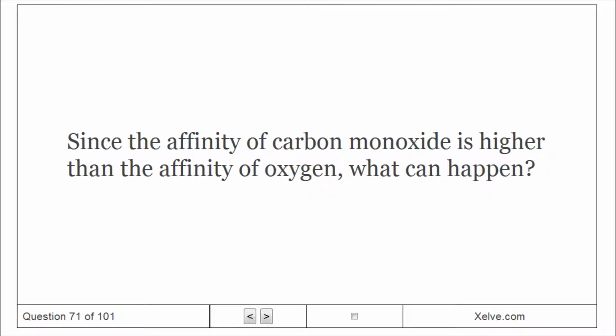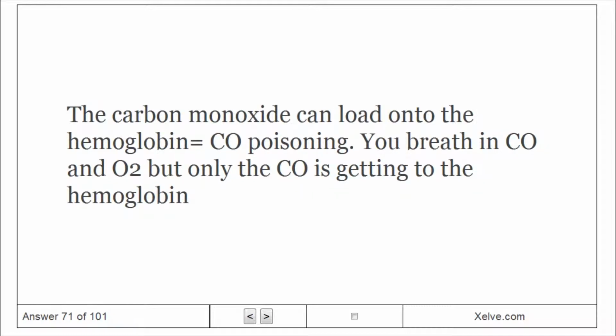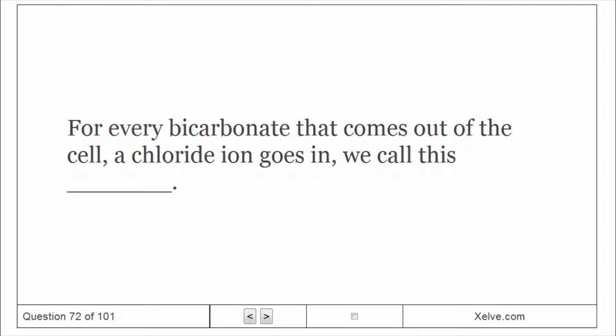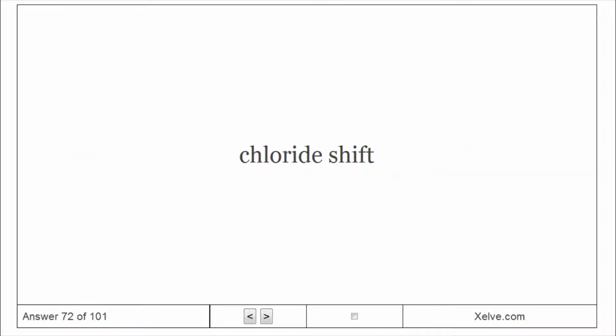Since the affinity of carbon monoxide is higher than the affinity of oxygen, what can happen? The carbon monoxide can load onto the hemoglobin equals CO poisoning. You breathe in CO and O2, but only the CO is getting to the hemoglobin. For every bicarbonate that comes out of the cell, a chloride ion goes in. We call this blank. Chloride shift.